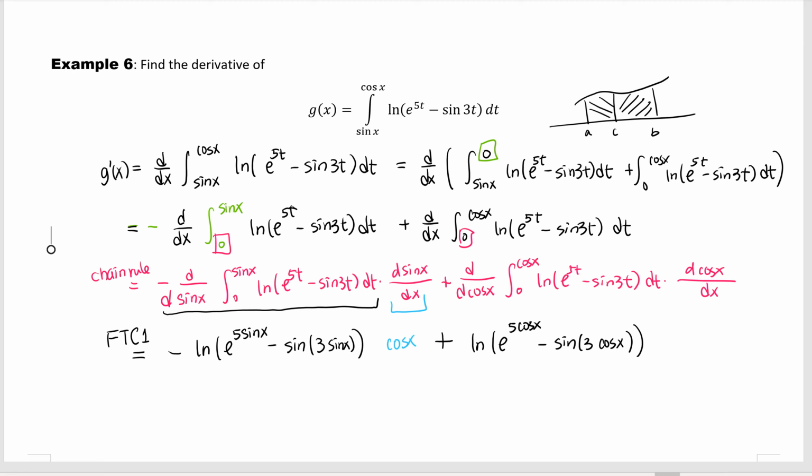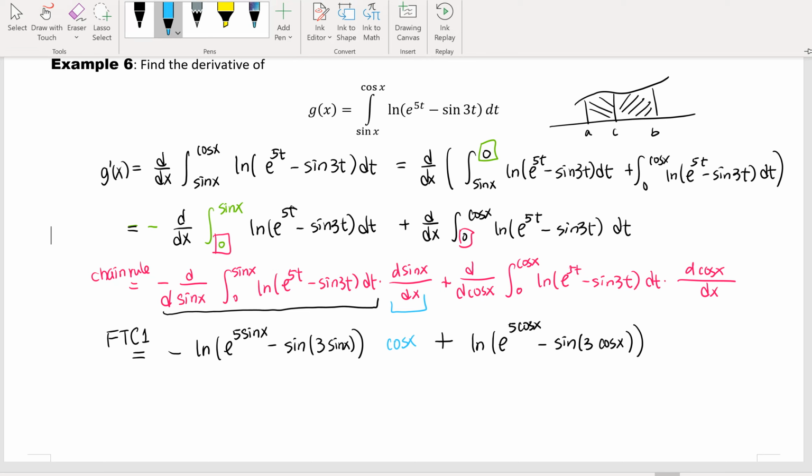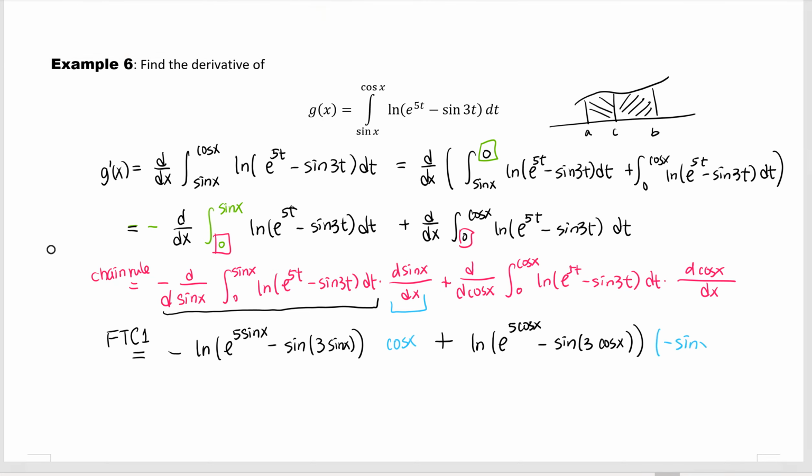And then the last one, the derivative of cosine is minus sine x. And this is our final answer. You can just leave it like that; you don't need to simplify. So far, so good, everybody?